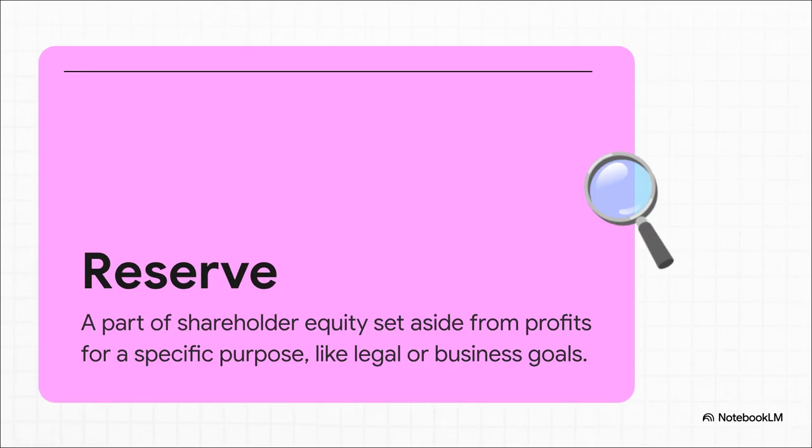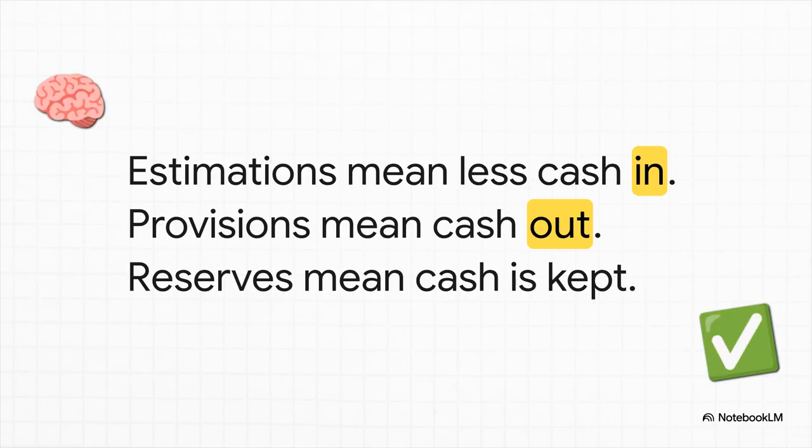The board might say, hey, instead of giving this all out as dividends, let's put $1 million into a reserve for future expansion. It's a choice to keep the cash inside the business. Okay, I know that was a lot of accounting talk. So if you remember one thing, remember this. It's the simplest way to cut through the jargon.